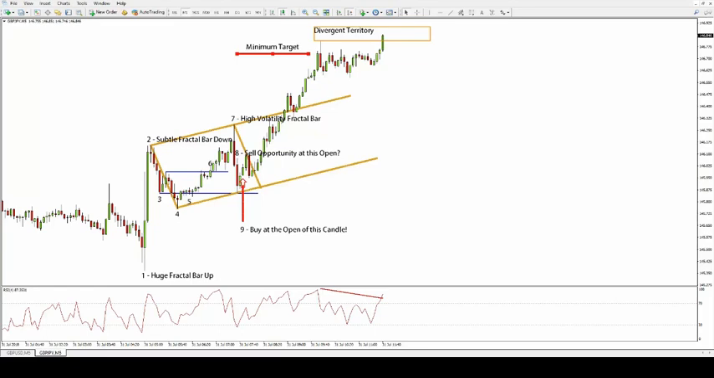I hope you have been able to see the contextual construction to this trade, and the ideas that led to its success.